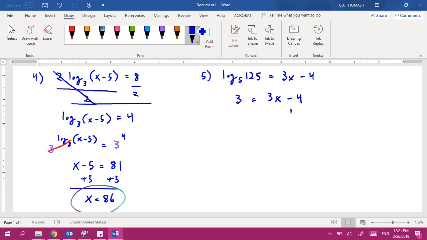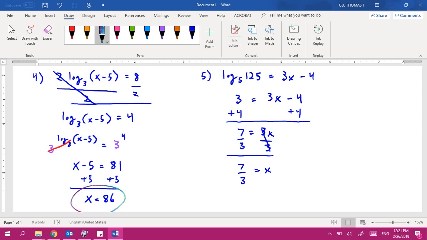Add 4. 7 equals 3x, and then divide by 3. So that's right, 7 over 3 equals x. There you go. Very good. Woo. All right, nice.